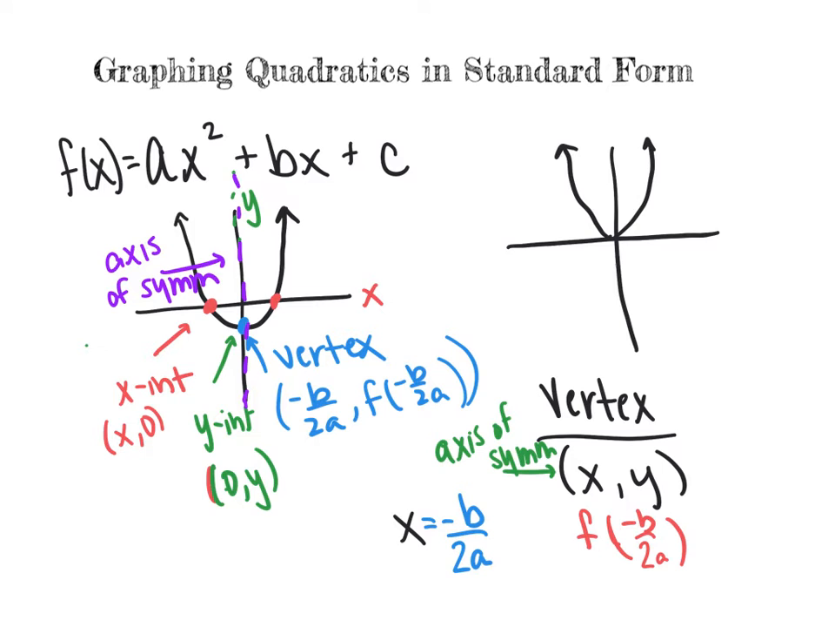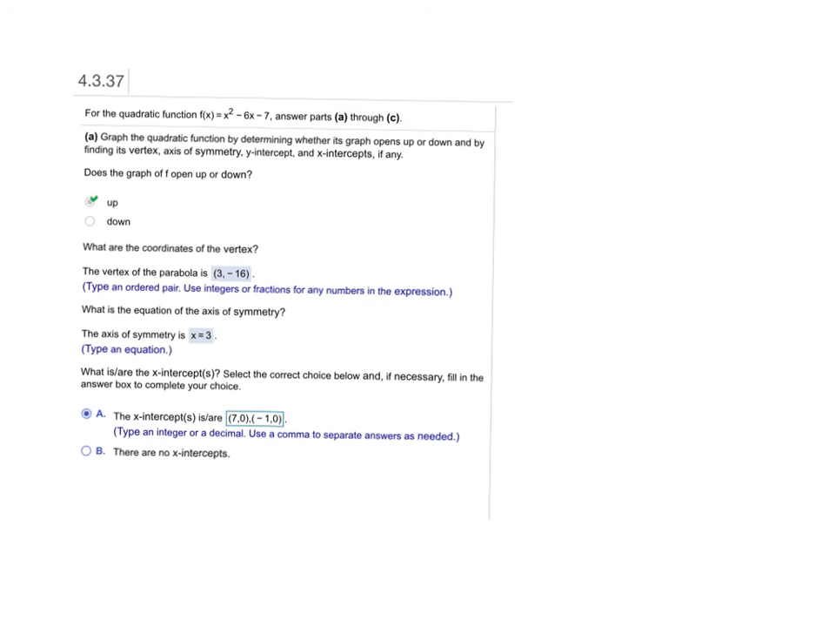So let's walk through the example that you gave me in my math lab, and we'll try to answer those questions. So we have this equation which says f of x is equal to x squared minus 6x minus 7.